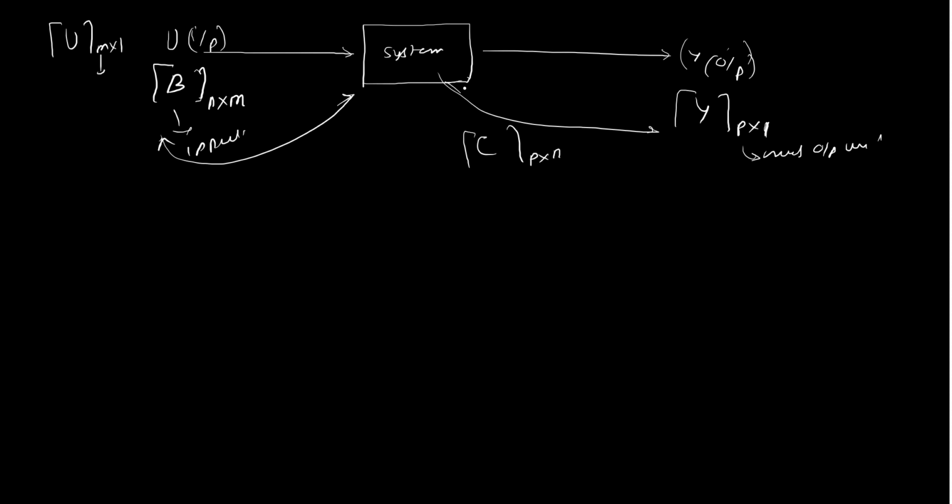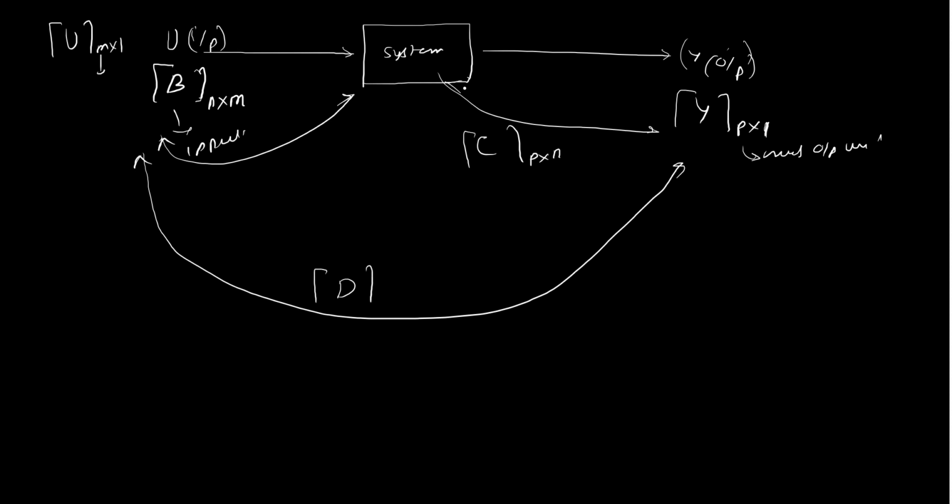And one more thing: the input and output also have a relation. That is the data transmission matrix D, of order p cross m. And one more thing here, A is your system matrix, of order n cross n, which means a square matrix, and it multiplies the state vector of order n cross 1. So this is the thing we need to see. Now we need to move further.